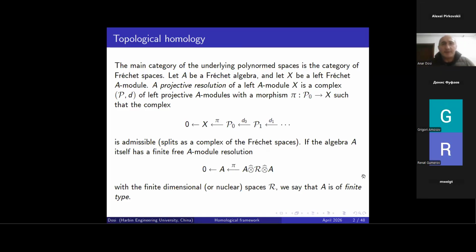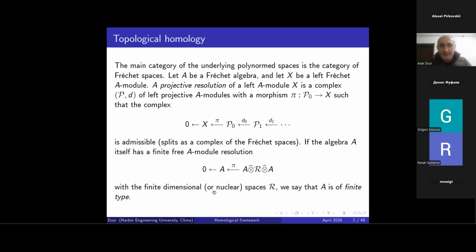The main underlying category will be Fréchet algebras, Fréchet spaces. If I have an algebra A and X is a left module, all Fréchet, we know what is meant by projective resolution. It's the complex of left projective A-modules with their connecting morphisms, so that this complex is admissible, that is, it splits as a complex of Fréchet spaces.